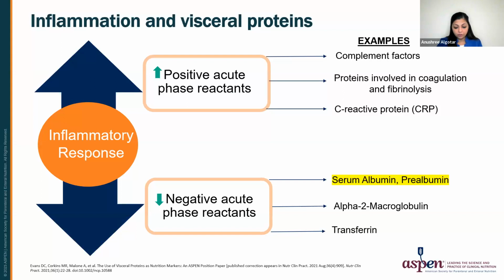Inflammation significantly affects visceral protein levels. An acute phase response is seen in acute as well as chronic inflammation. Proteins can be classified as positive acute phase reactants or negative acute phase reactants based on whether they increase or decrease in response to inflammation. Several factors lead to decrease in negative acute phase reactants. Hepatic reprioritization of proteins, redirecting protein synthesis to promote ideal immune response, is considered one of the most important factors. In addition, increased capillary permeability and increased tissue catabolism with renal and GI losses affect this as well. As you can see, serum albumin and pre-albumin are negative acute phase reactants.